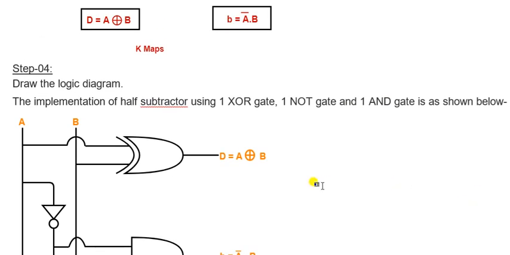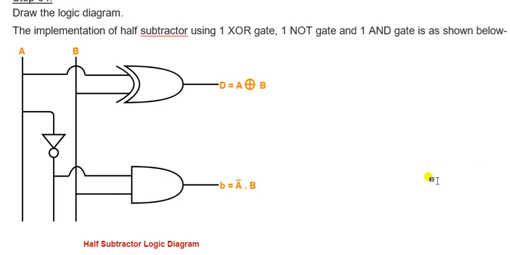So here D equal to A XOR B, small b equal to A bar dot B. This is A bar, dot B. So this is the final logic circuit diagram for half subtractor.